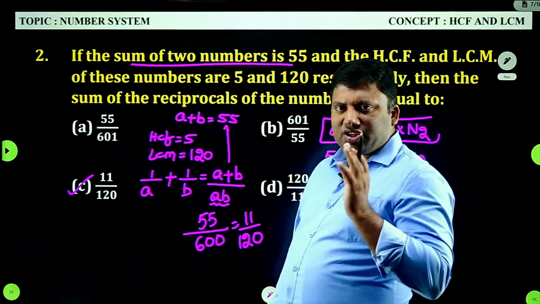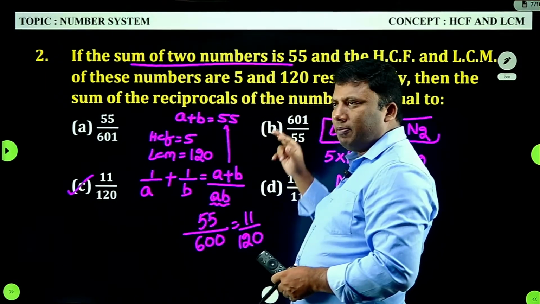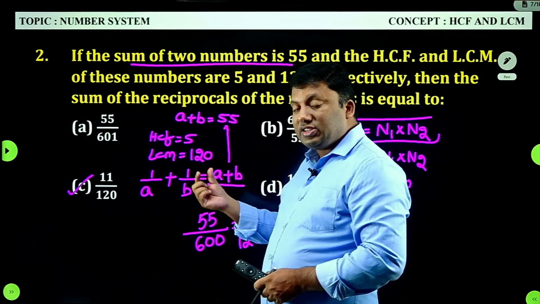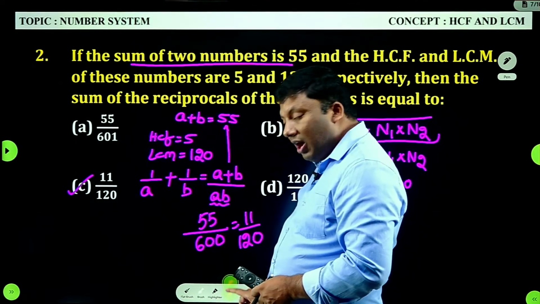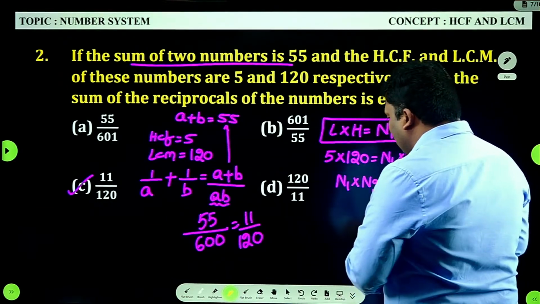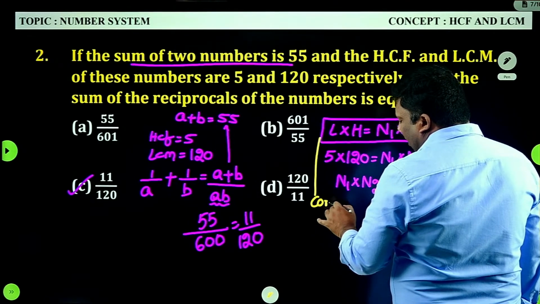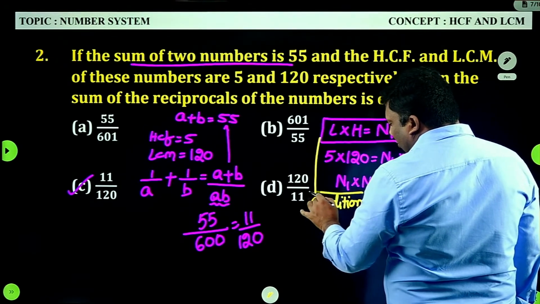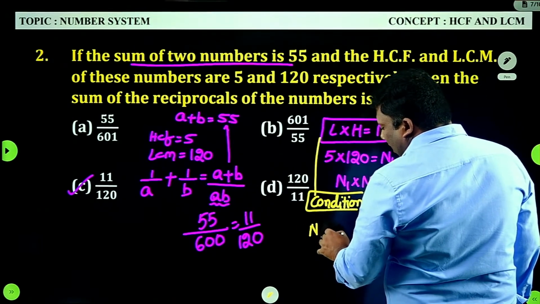I read every statement and converted it into a mathematical expression. Sum of two numbers, A plus B, is 55. HCF is 5. LCM is 120. Most of the students with half knowledge will use this formula without knowing the condition. There is a condition that the product of two numbers is LCM into HCF. Don't blindly use this formula without knowing the concept.